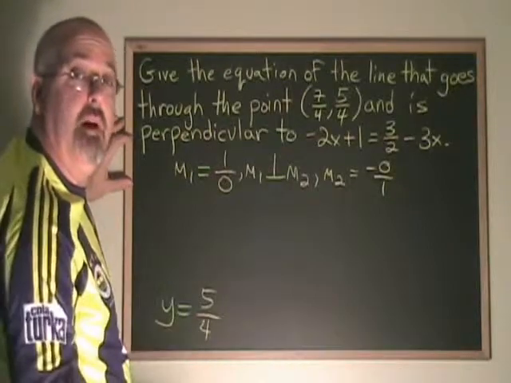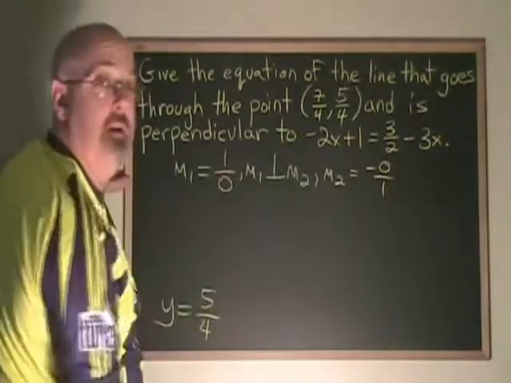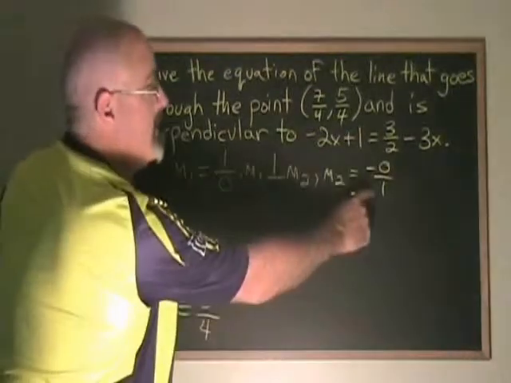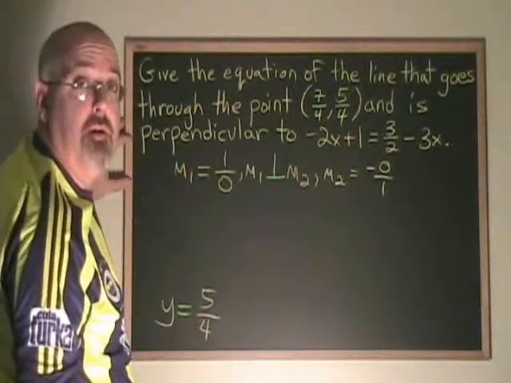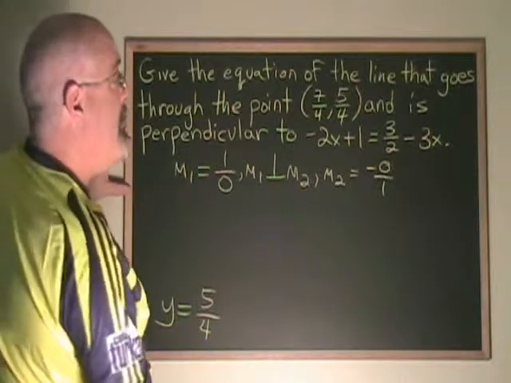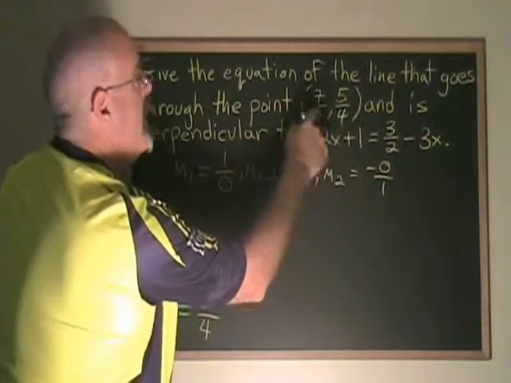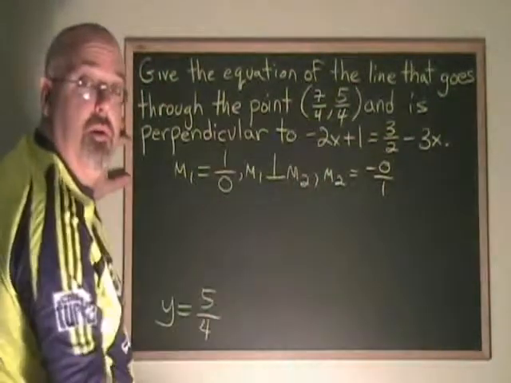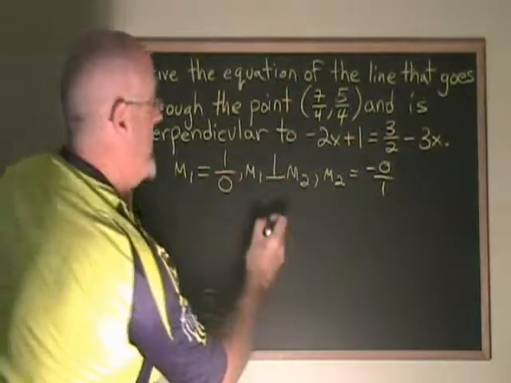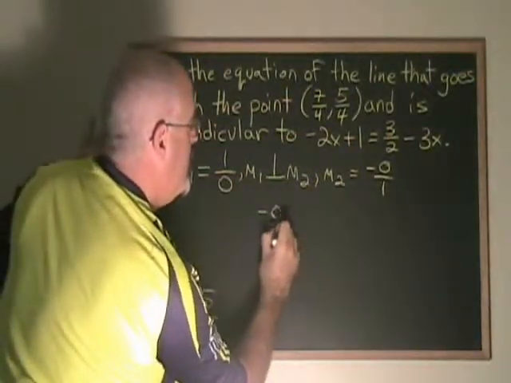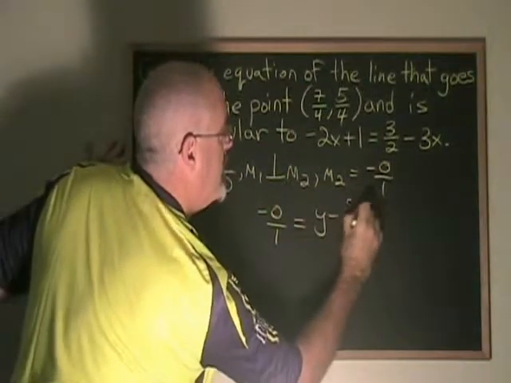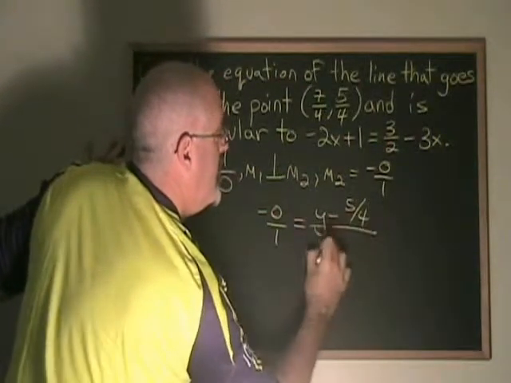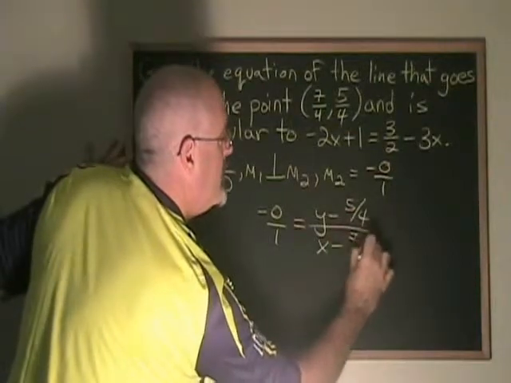So I found a way to show my work and justify the slope of the horizontal line, because this is equal to 0, and that is the slope of all horizontal lines. Now I can use this fraction and the point I was given in the usual way to derive the equation of the line. Negative 0 over 1 is equal to (y - 5/4) over (x - 7/4).